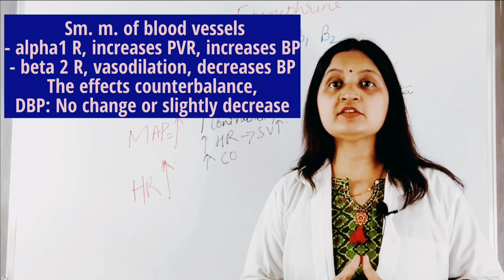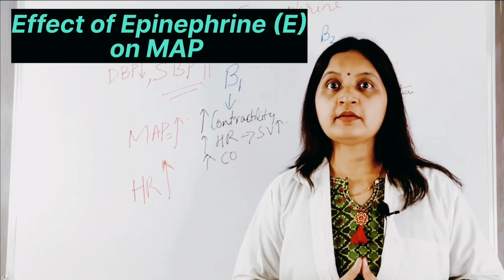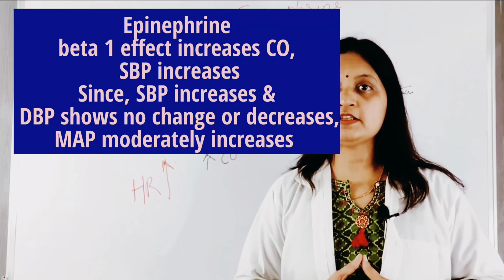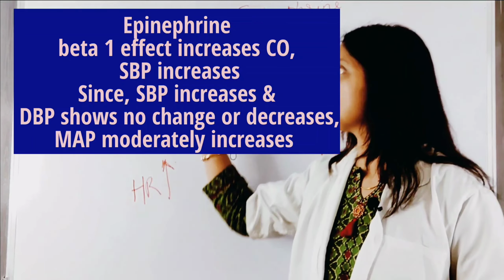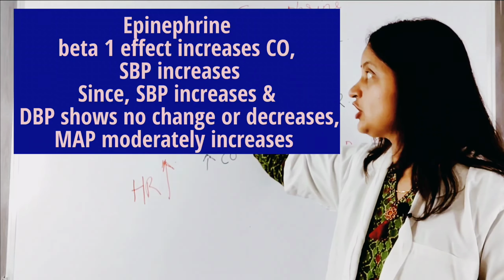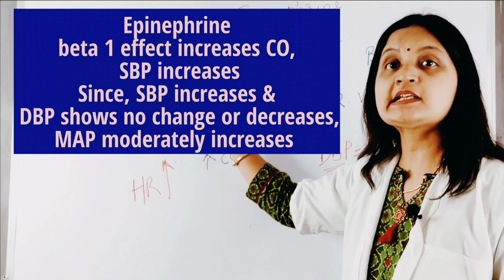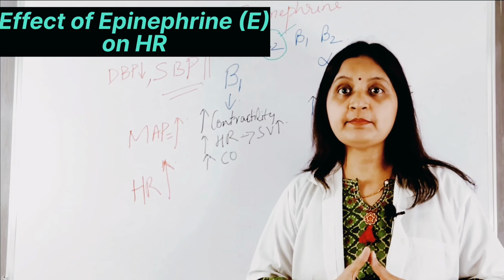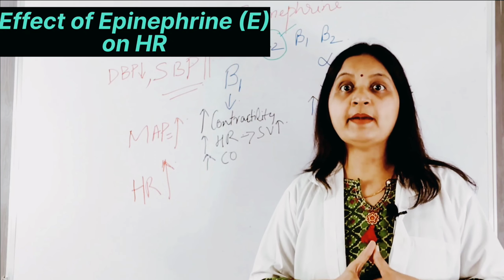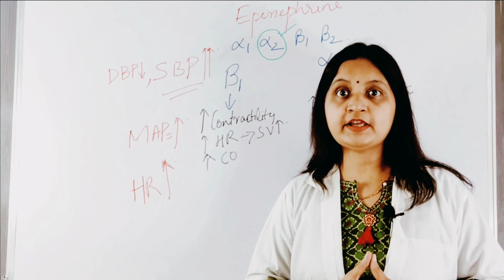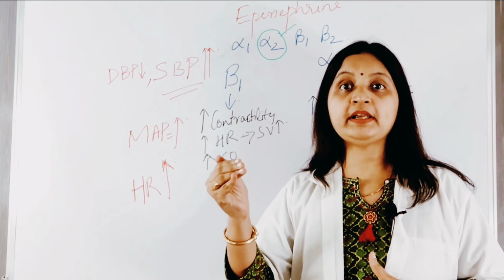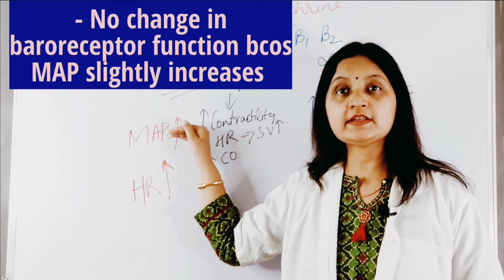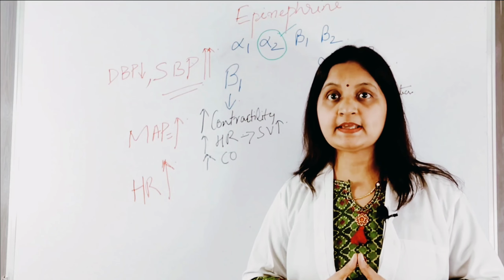The next question is what happens to the mean arterial pressure. The mean arterial pressure is calculated as diastolic pressure plus 1/3 of pulse pressure. Since the systolic blood pressure increases and diastolic blood pressure decreases, the mean arterial pressure slightly increases. So what is the effect on heart rate? We have discussed the baroreceptor reflex mechanism, where the baroreceptors respond to changes in arterial pressure. A rise in blood pressure is accompanied by a fall in heart rate. Since the mean arterial pressure only slightly increases, there are not many changes in the baroreceptor function.